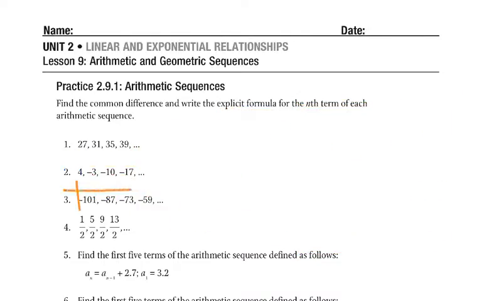Okay, number 3, same idea. Make that table: first term, second term, third term, fourth term. We want to go back to the 0 term. So negative 101 to negative 87 to negative 73 to negative 59. So bigger numbers, right? If you're not sure, just go 101 minus 87.